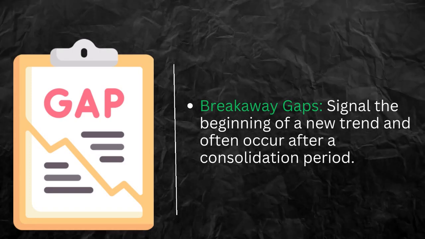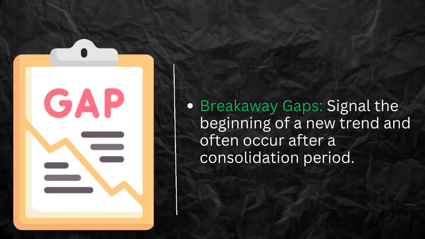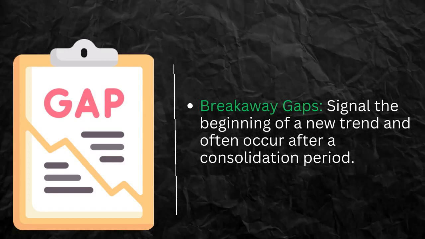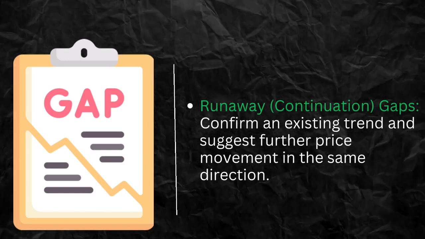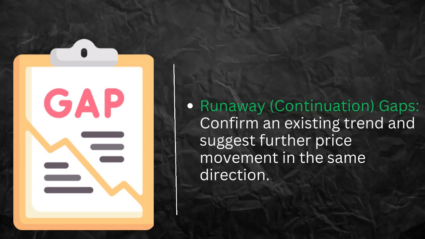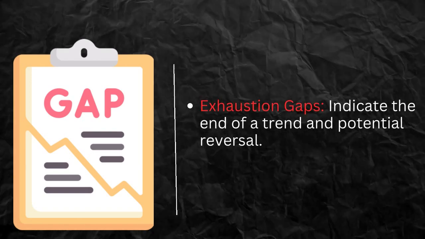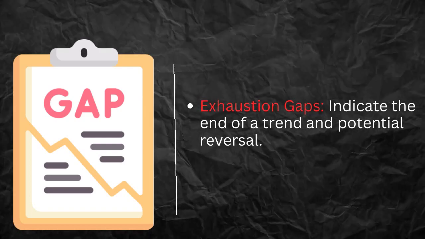And the next type of gap could be a breakaway gap. It basically signals the beginning of a new trend and often occurs after a consolidation period. And the next is the runaway gap, or we can also say it is a continuation gap. This basically confirms an existing trend and suggests further price movement in the same direction. And the last type of gap is an exhaustion gap, which basically indicates the end of a trend and a potential reversal.